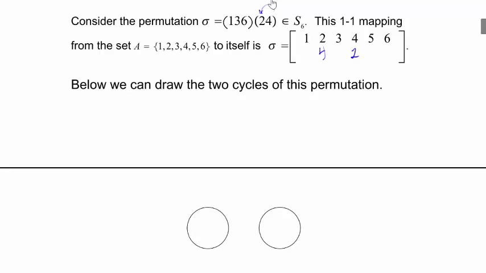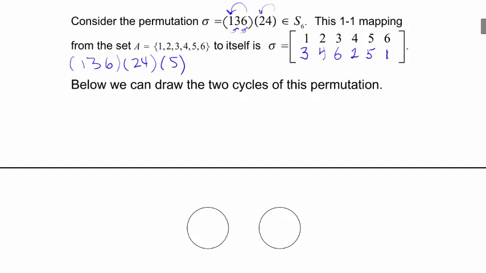This permutation sends 1 to 3, and 3 on to 6, so 3 goes to 6, and 6, because the parentheses are closed, goes back to 1. Now notice that 5 was not written in this permutation. That just means that 5 is fixed. 5 goes to 5. You could have written this permutation as 1, 3, 6, 2, 4, and then just the 5 could be by itself, but we usually don't put it in.